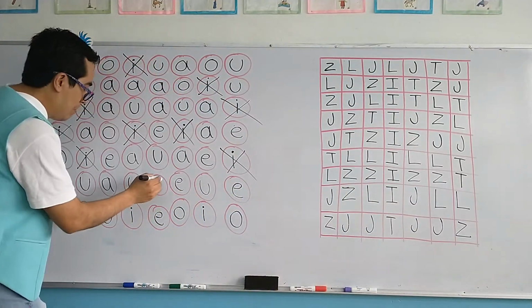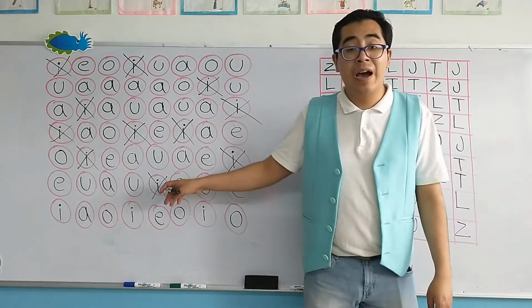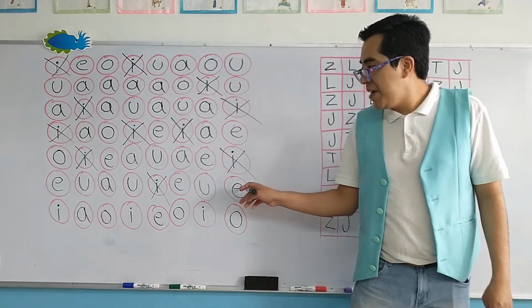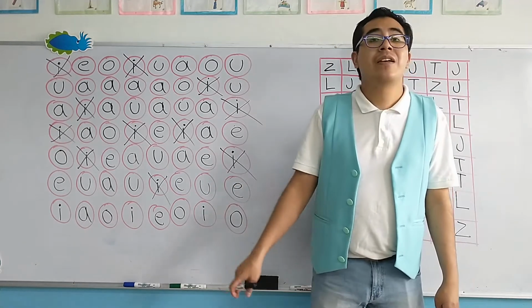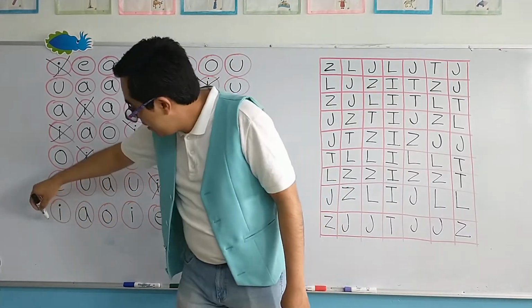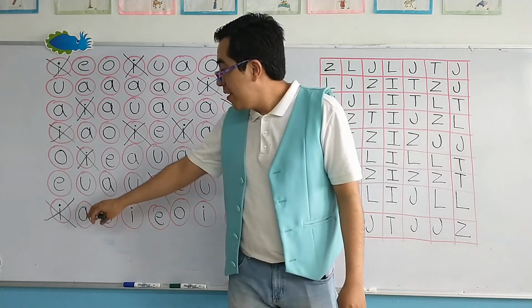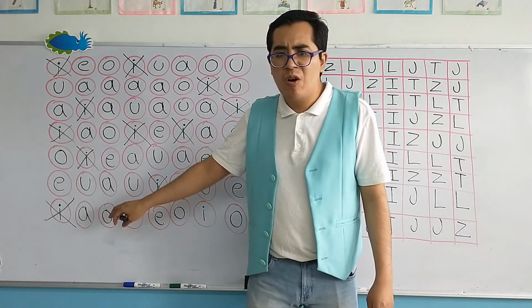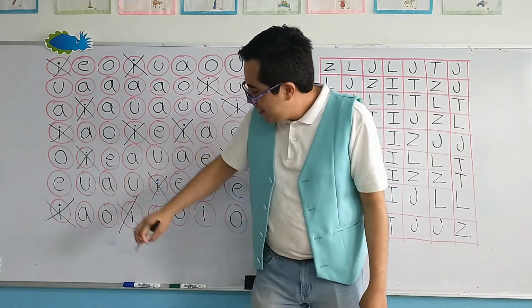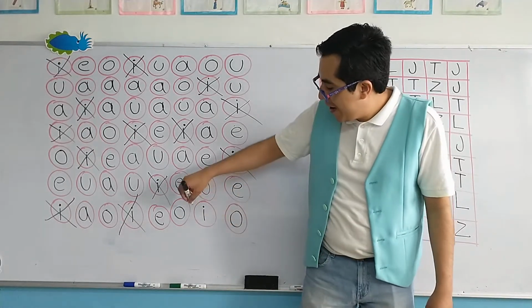We mark it almost at the middle of the row, casi a mitad de la fila, encontramos I. Letter E, letter U, letter E. Okay, let's check the final row. Letter I, at the beginning of it, we mark it, of course, with an X. Letter A, letter O, no. Letter I again, excellent. Letter E, letter O, letter I.